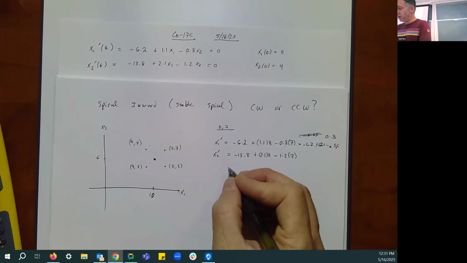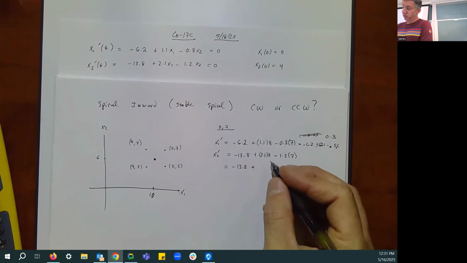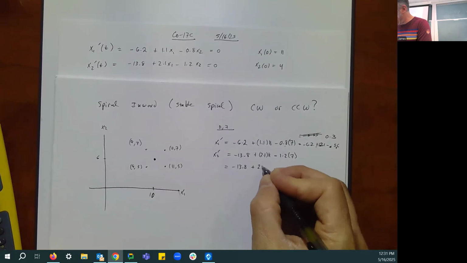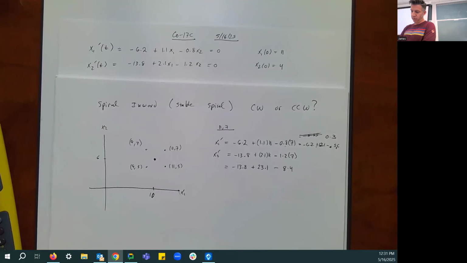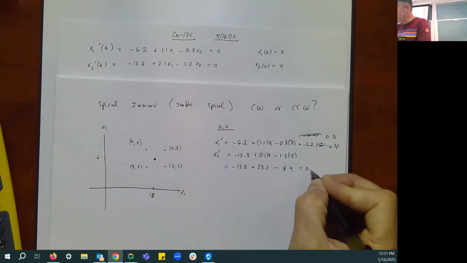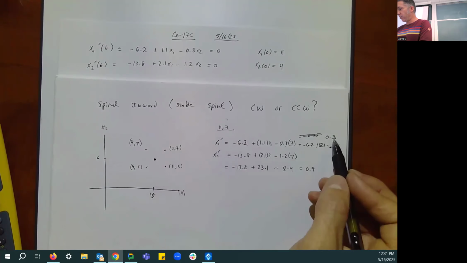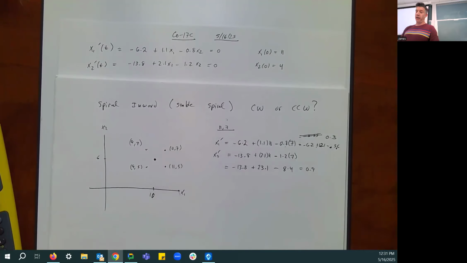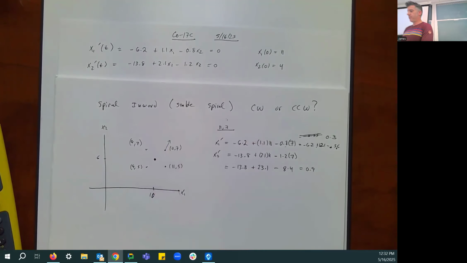And similarly here, we're going to get negative 13.8 plus 23.1 minus 8.4. So that's going to be 23.1 minus 13.8 minus 8.4, which is 0.9. So at the point 11 comma 7, which is right here, we're going right 0.3 and up 0.9. So we're going more up than right. We're going kind of that way.